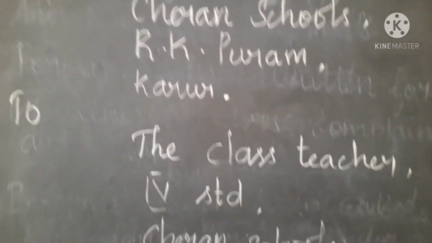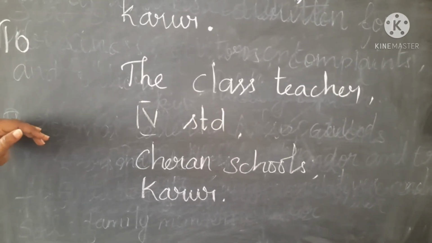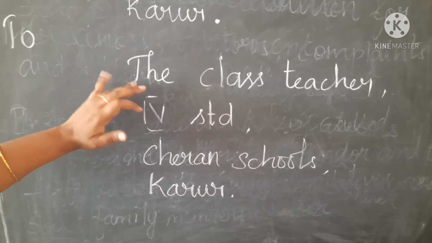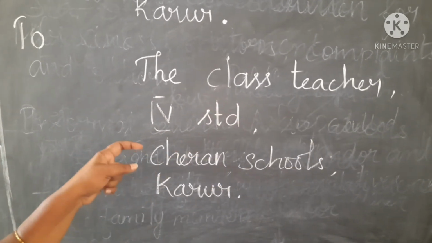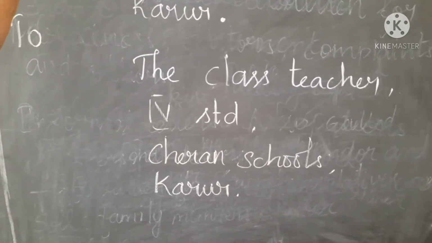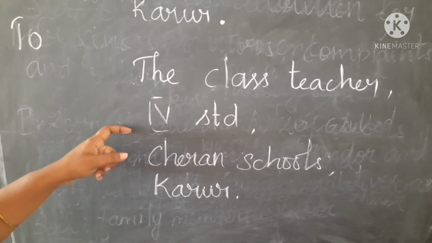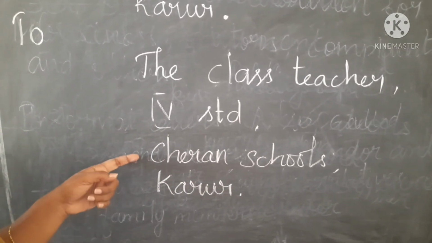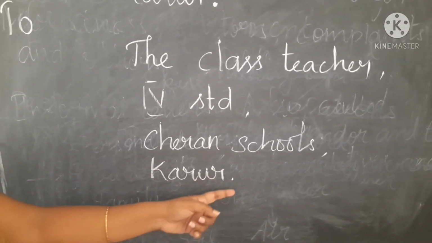Now we are moving to the to address. That is the receiver address, to the class teacher. You are writing here that the receiver is the class teacher. So you are writing the letter to the class teacher, giving a comma. Then the same class. Which class are you studying? The class teacher will belong to the same class. So you are writing the same class and section and giving a comma. Then the same school and then the same place, town, that is Karu, giving a full stop.